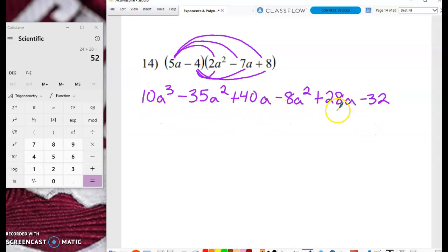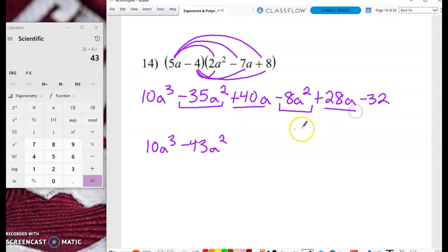Again, combining like terms like we did on 13. 10a cubed has no like terms, so we'll bring it down. Negative 35a squared and negative 8a squared. Again, off the top of my head I don't remember what those are, so 35 plus 8 is 43. They're both negative, so that would be negative 43a squared. 40a plus 28a will be 68a, and then negative 32 drops down.